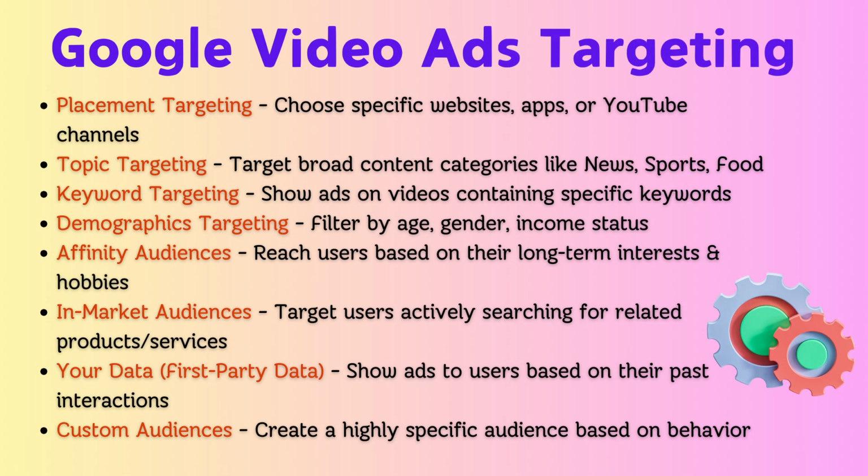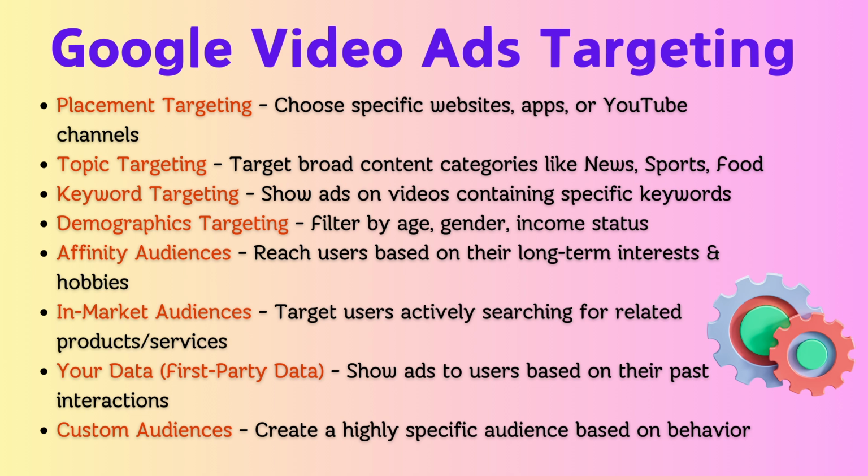And next, we can target the video ads by targeting. This is the most important and effective one. In this, there are 9 types. The first one is placement targeting. If you want to show your ad on a specific website, YouTube channel, or app, we call it placement. Like, I want to show my ad only on the Quickbus website, so I'll choose Quickbus in that option.